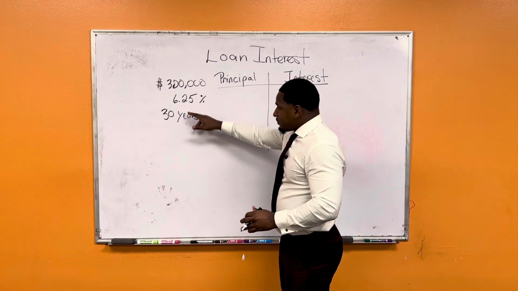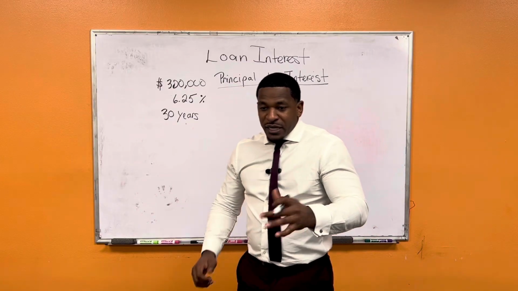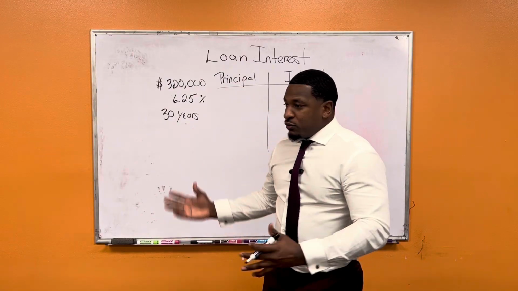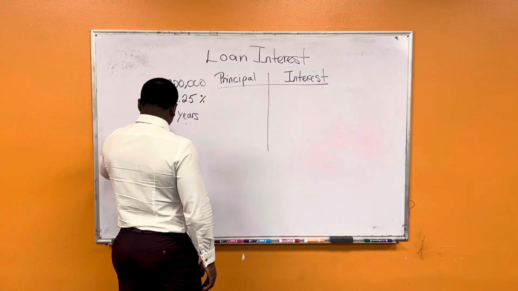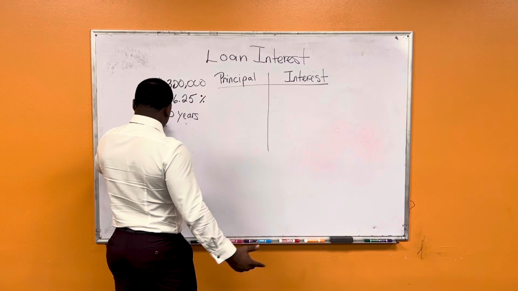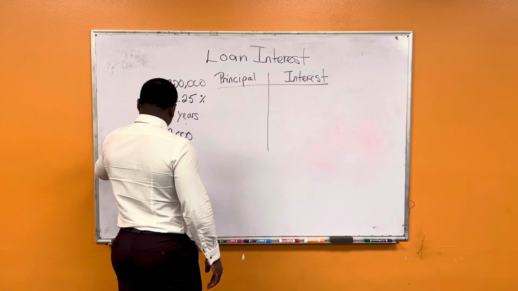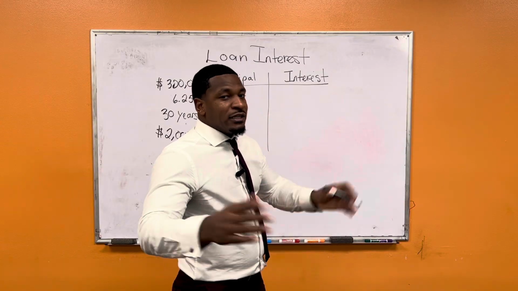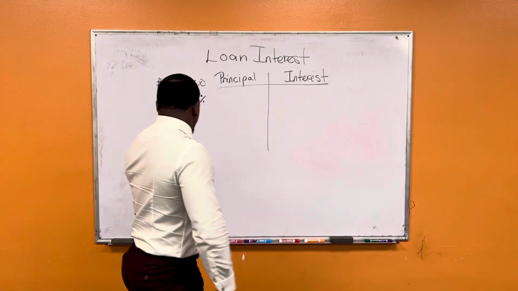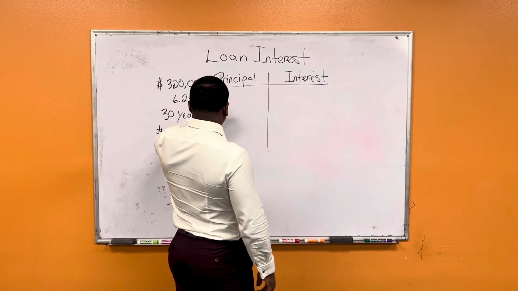So let's say the mortgage payment on the home is, let's say it's $2,000. This is just an example. Let's be clear, this is just an example. I'm just making up numbers. These are just made up numbers. So it's $2,000, right?